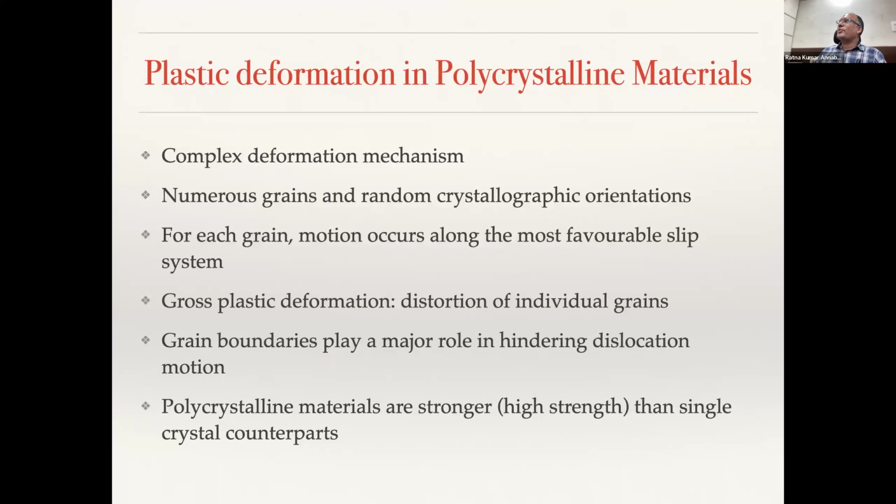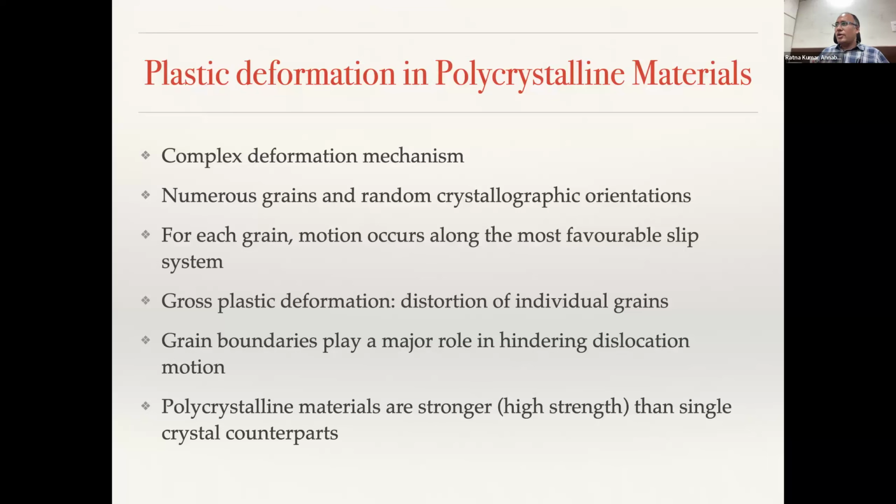So plastic deformation in polycrystalline materials is a complex deformation mechanism. You have numerous grains in the material, and each of these grains is randomly oriented. That means the crystallographic orientations are random. For each grain, motion of the dislocation occurs along the most favorable slip system. And the total or gross plastic deformation results from the distortion of the individual grains. In this, grain boundaries play a major role, which will hinder the dislocation motion.